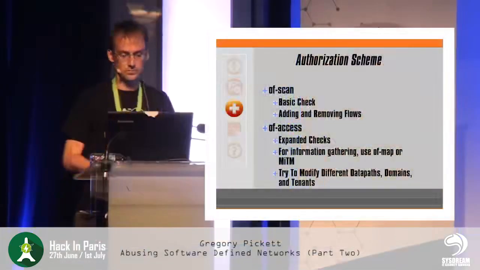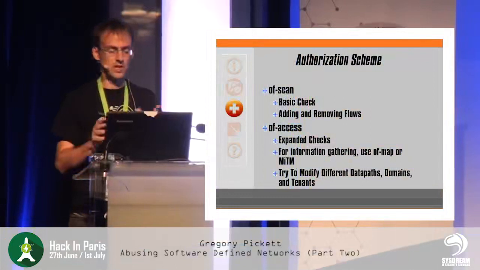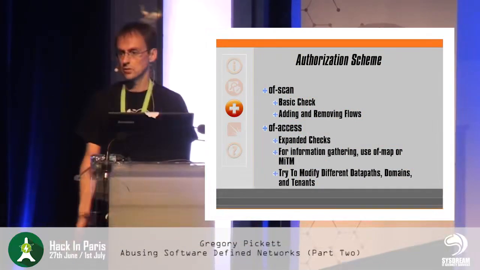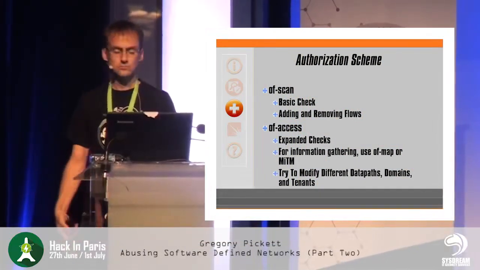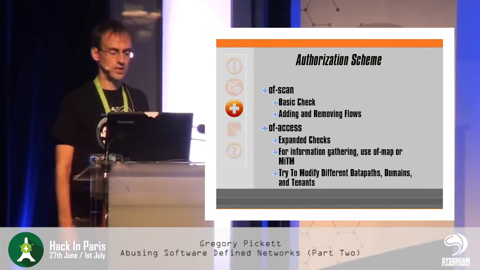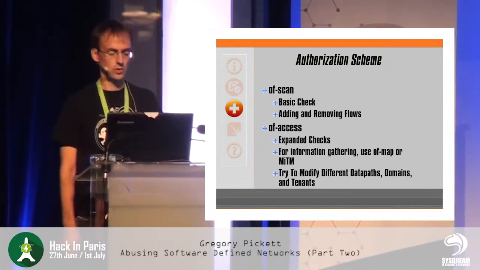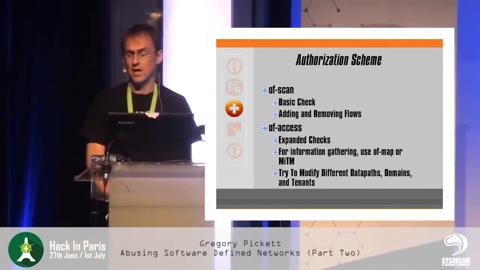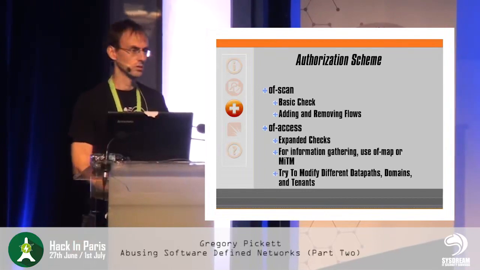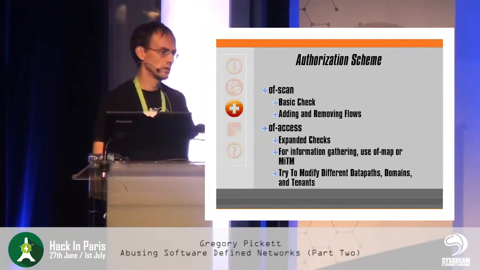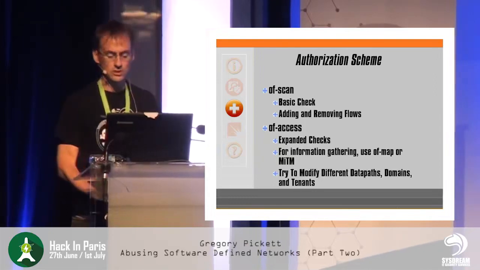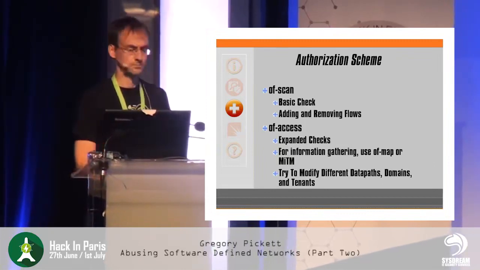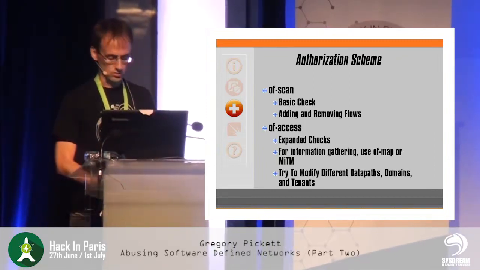All right, so authorization scheme. OFScan does a very basic check because it uses the default domain. All of the controllers have default domains or some sort of default table that is there. And so you can check to see if you are able to add and remove flows using OFScan. For more expanded checks, you can use OFAccess. That would require some information gathering, either through OFMap or the man in the middle. See if you can't discover other domains, right? And go ahead and try different data paths, different domains, and different tenants, and see if you're authorized to go ahead and make changes there as well.